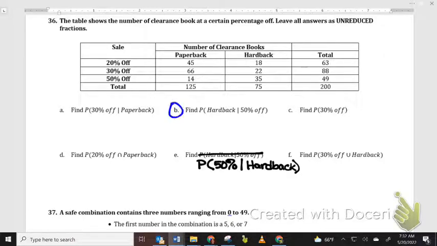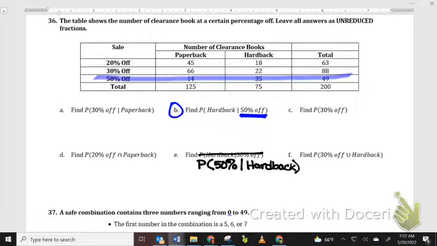Part B, we already know that we're standing in front of the 50% off table. So I would only be looking right here. Every single number for part B would have to come from what I have highlighted in blue, because we're only talking about 50% off books. That's what that line says, given that, or I know that. I know it's a 50% off book.